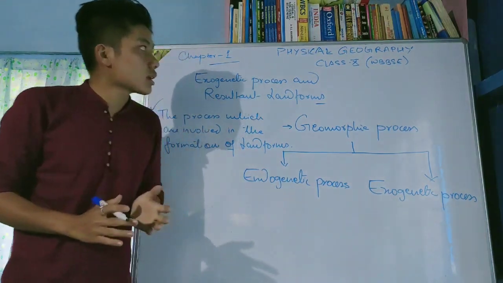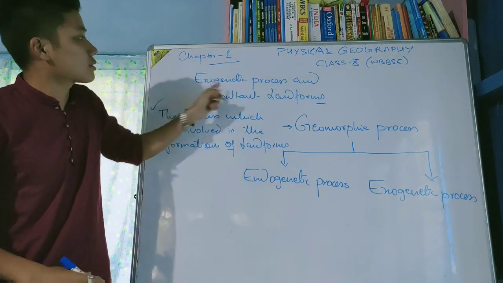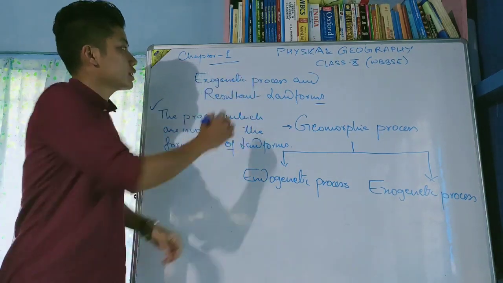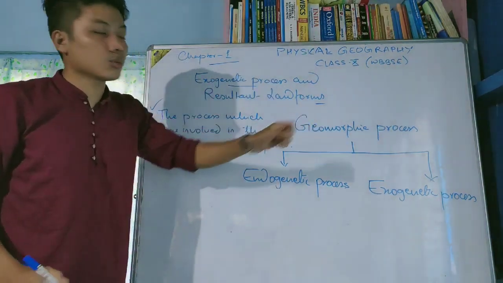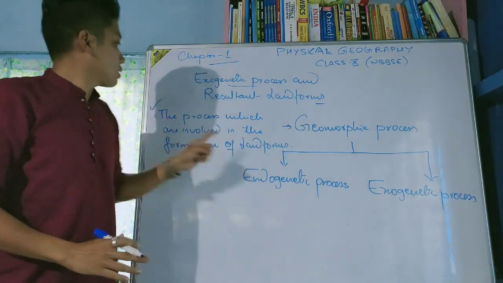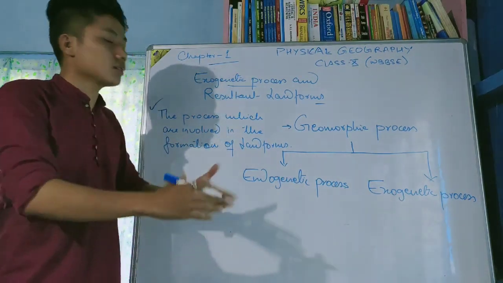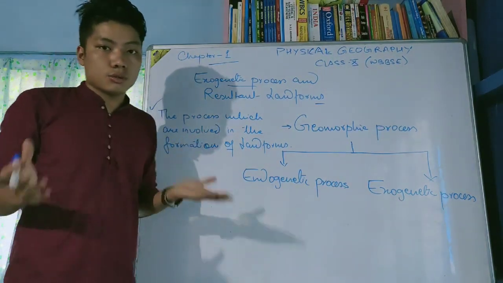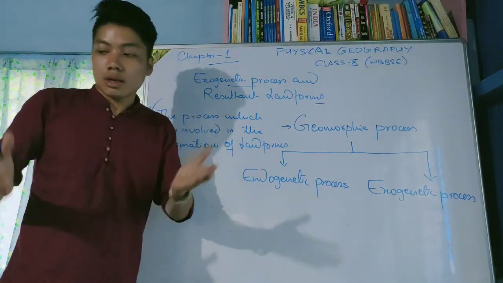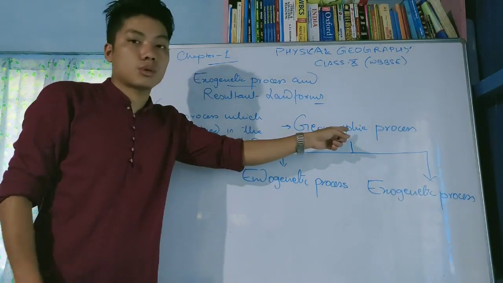So in this class today I'm going to discuss physical geography, that is chapter 1, exogenetic process and resultant landforms. Before understanding exogenetic process we must understand geomorphic process. So first of all, what is geomorphic process? The processes involved in the formation of landforms. In the surrounding area of human beings we can see different kinds of land features like mountains, plains, plateaus, valleys, etc. All these landforms are built by geomorphic process.